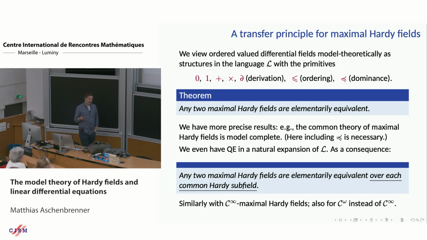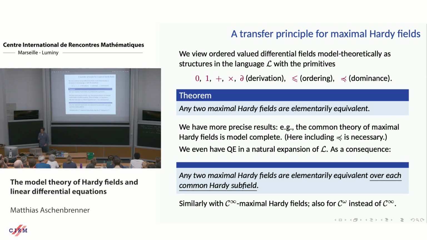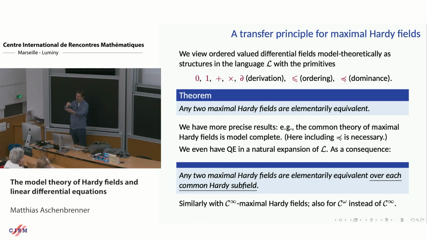Okay, and you can similarly play the same game with C infinity maximal Hardy fields and C omega maximal Hardy fields. And in fact, the theories that you get will be the same. So for model completeness, for example, you get some sort of approximation statement: if you have, let's say, an analytic Hardy field, and you have an algebraic differential equation which has a solution in some bigger Hardy field, then by model completeness, it actually has to have an analytic solution living in this maximal C omega Hardy field.